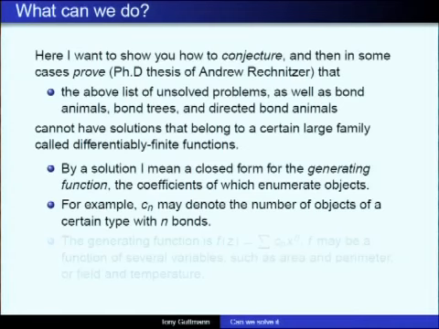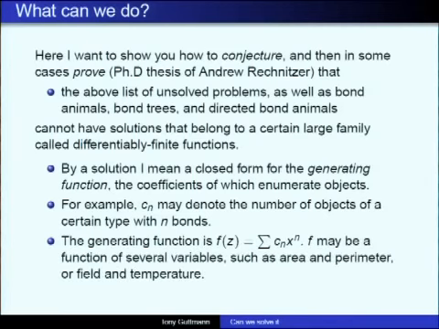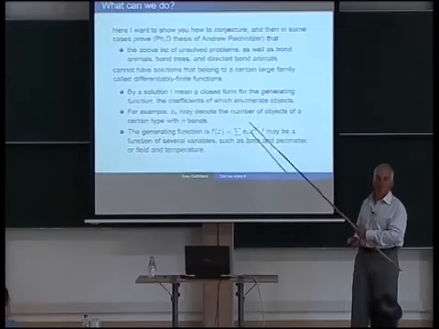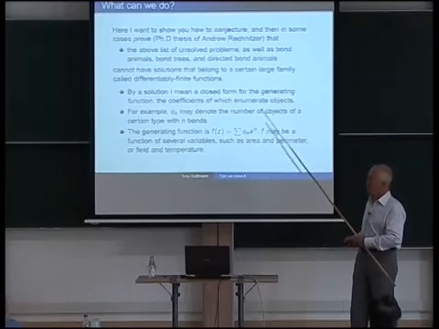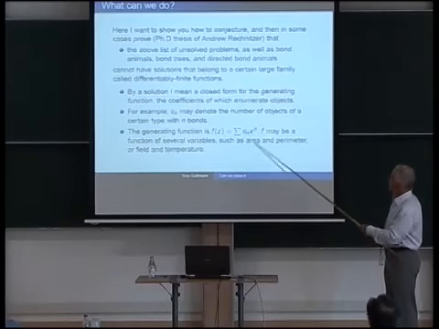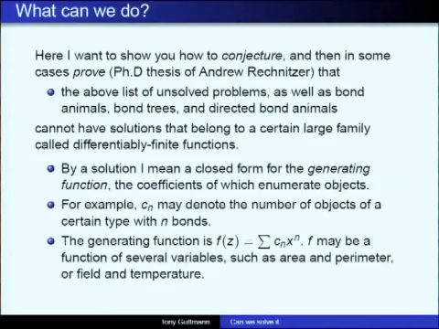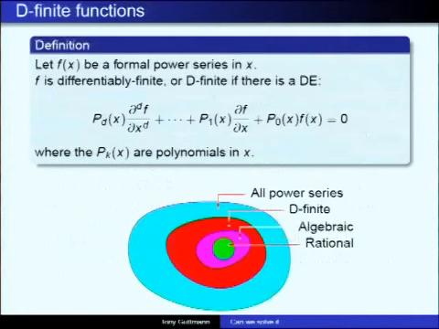For example, C_n might denote the number of objects of a certain type with n bonds, number of self-avoiding walks, number of percolation clusters with n sites, that sort of thing. We write the generating function in the usual form, where this is a curious notation for which I take no particular credit. That should be a z, and z can be a multi-dimensional variable. F can be a function. It's amazing how you can read a seminar presentation several times and not see something, and then when it comes up on the screen, it sticks out like the proverbial. So anyway, this is of course f of z is the sum of c_n z to the n. F can be a function of several variables, such as the area and perimeter in the case of polygons, or field and temperature in the case of a magnetic model.